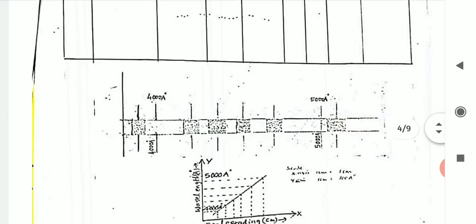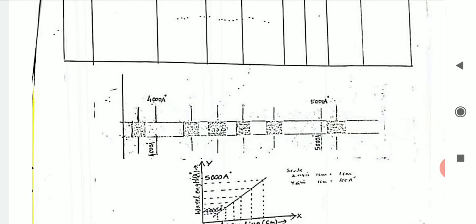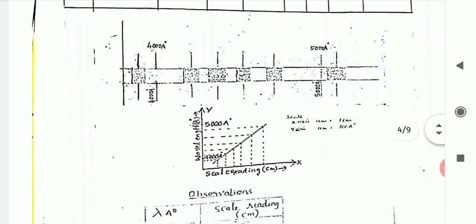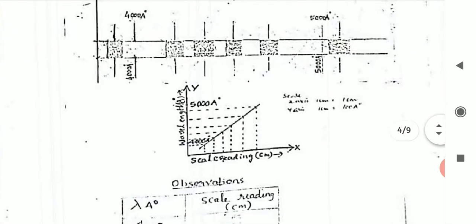So this data sheet will be given. Even in the examination this sheet will be given. This is the graph, how an ideal graph looks. You have to take the x-axis as scale readings. The scale is 1 centimeter only. On the y-axis, 1 centimeter is equal to 100 angstroms. This is the graph. Afterwards I will show the clear graph only.